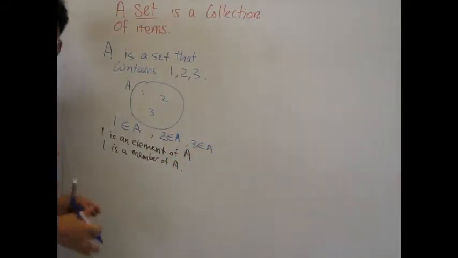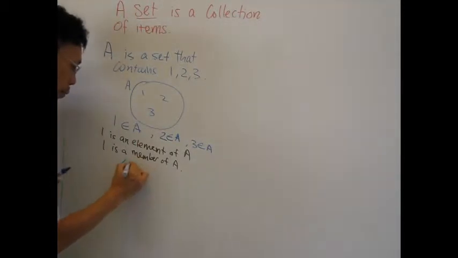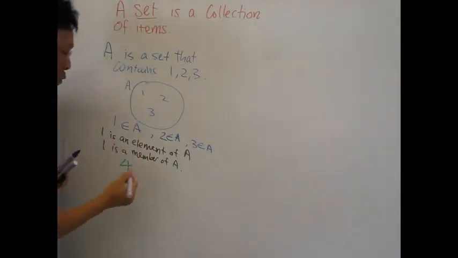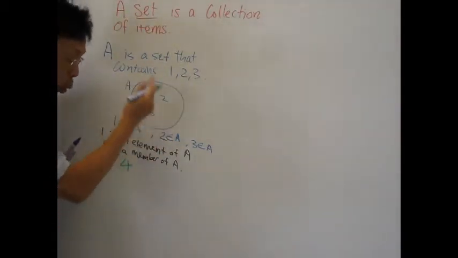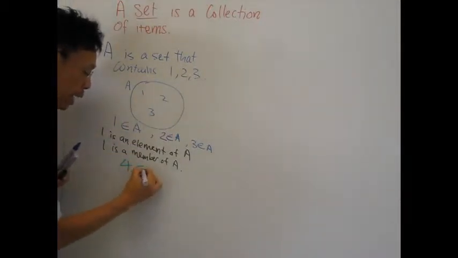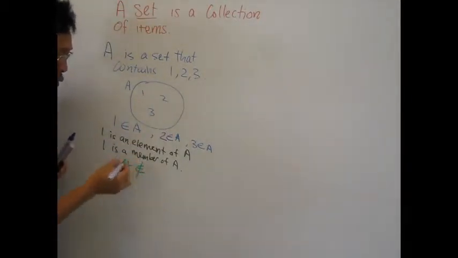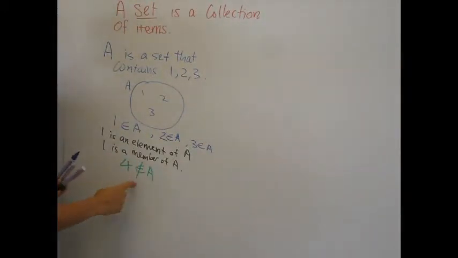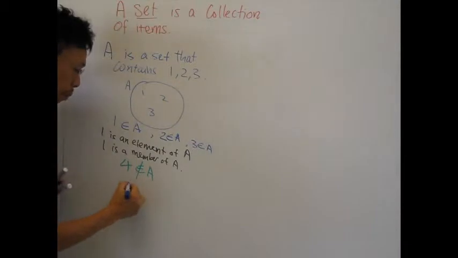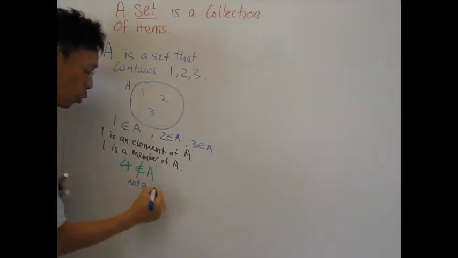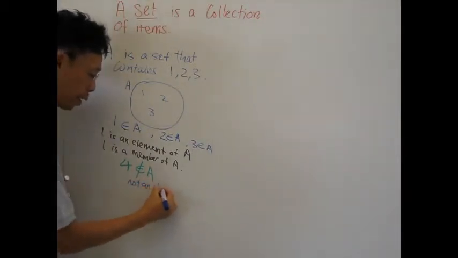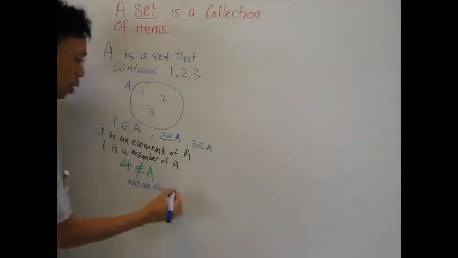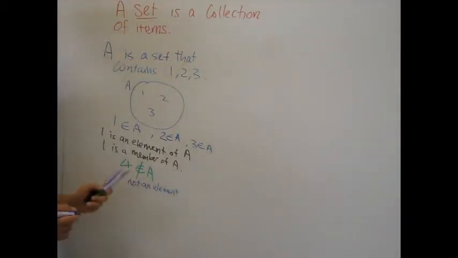And how do you write not a member of A? Well, we do it this way. Let's say 4 is not a member of A because 4 is not within this enclosure, so you write E again like this with a slash. So 4 is not a member of A, or not an element of A.